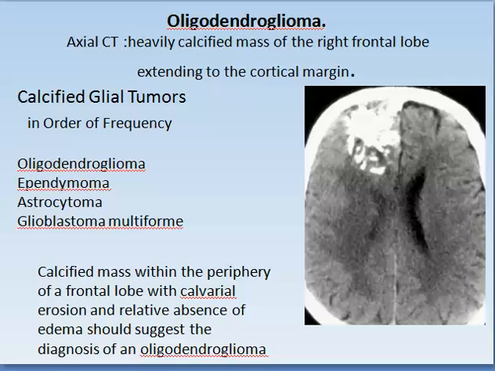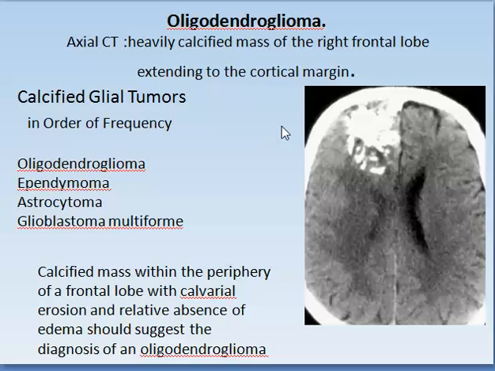So what are the calcifying glial tumors? You know, oligodendroglioma, some of the astrocytomas, pilocytic in 20%, glioblastoma multiforme on rare occasions, and even ependymoma in a good percent. Calcified mass within the periphery of the frontal lobe here, with calvarial erosion of the bone and absent edema, suggests the diagnosis of oligodendroglioma.